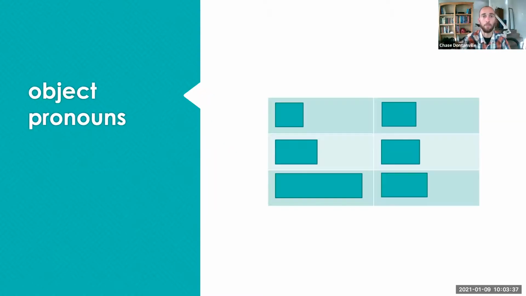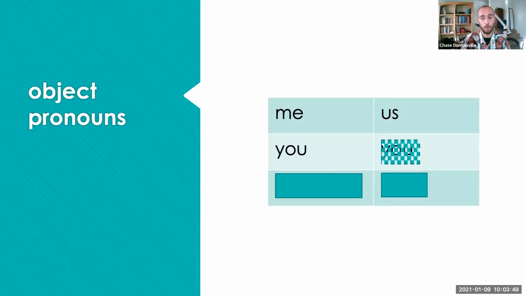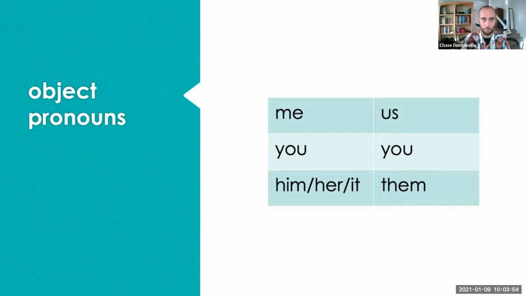Again, review. We know the subject pronouns: I, we, you, he, she, it, they. What about object pronouns? Me, us, you, him, her, it, and them. You can remember these by using a preposition sometimes. To me, to us, to you, to him, to her, to it, to them.